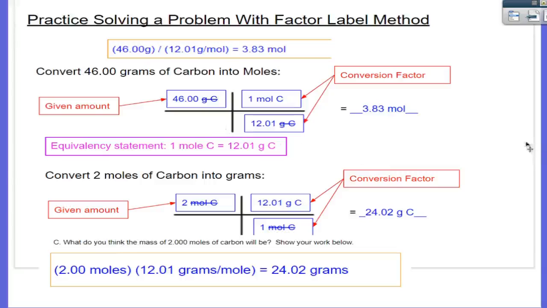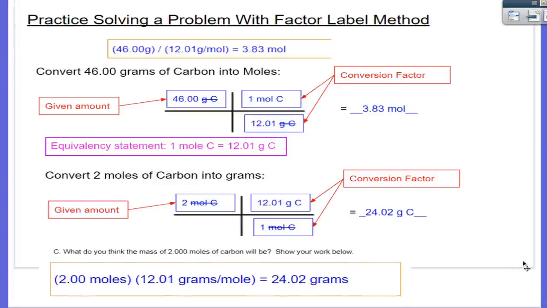When you use factor label, you don't have to memorize when you multiply and when you divide, because I'm dividing and multiplying both times. The only thing you need to figure out when you have a factor label problem is what unit to put on the bottom and what unit to put on the top. Whatever unit you start with is the one that goes on the bottom, and the unit you want to end with is the unit that goes on the top.